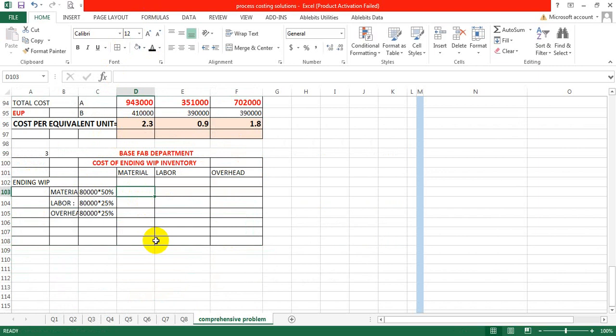EUP for material, that is 40,000, for 40, and for labor that is 20,000, and for overhead this is again 20,000, right? So now what to do?